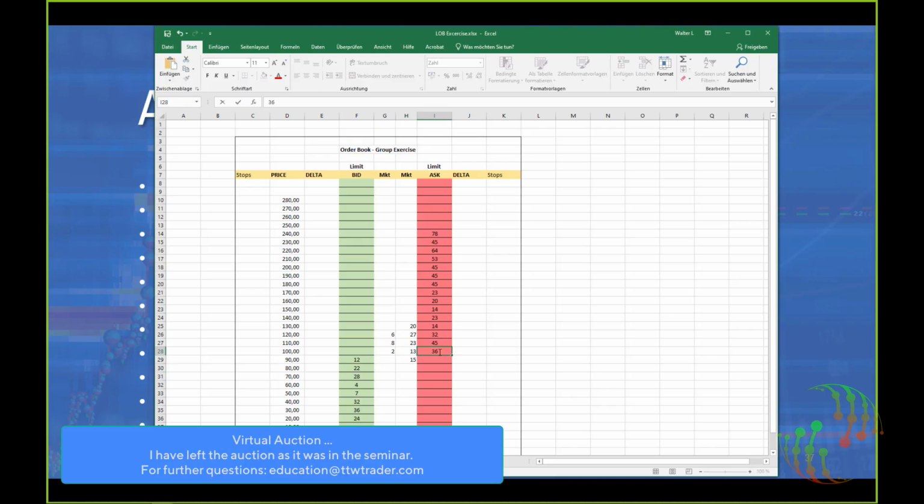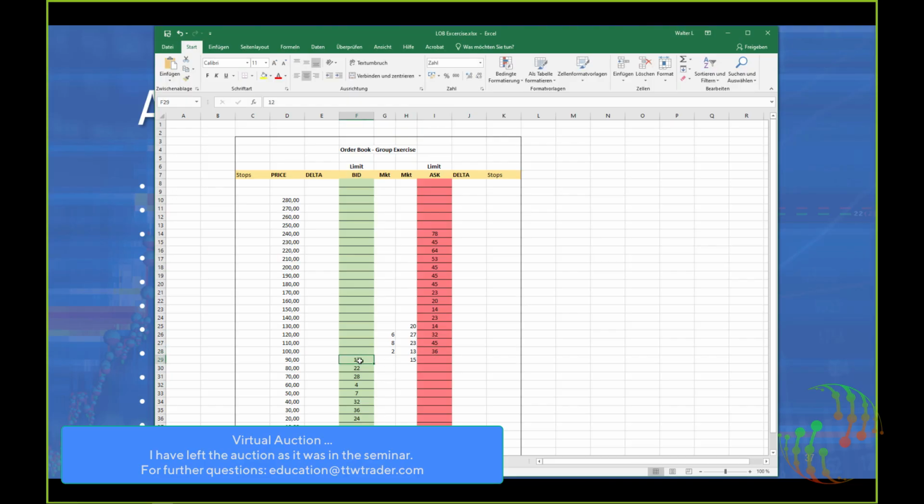Next level we are trading is 190 because there was no interest in trading this level. So we are trading 36 at 100 and we are trading 12 at 90. That means I'm offering 36 at 100. Is someone willing to buy 36 at 100? And I want to buy 12 contracts at 90. Is anyone ready to sell something to me?